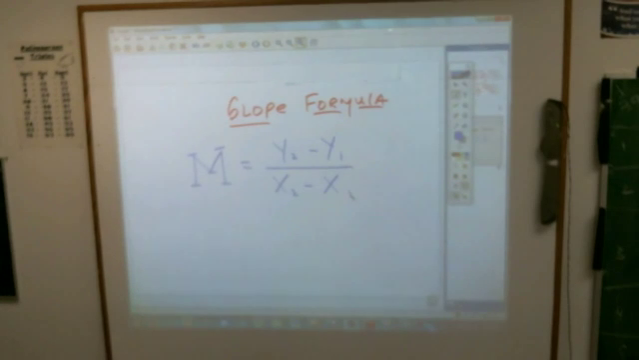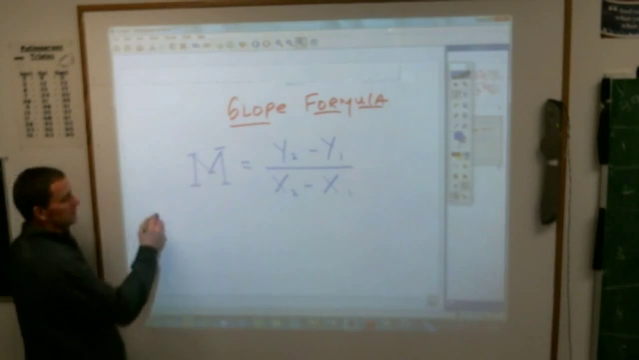It's not a difficult sort of thing here. Got that? Just remember that the y's go on top. The y's go on top. You are subtracting the 2 y values. The x's go on the bottom. And here is what the problem would look like. You know, I'm going to just make my own.